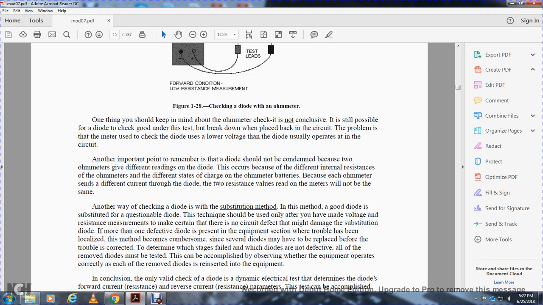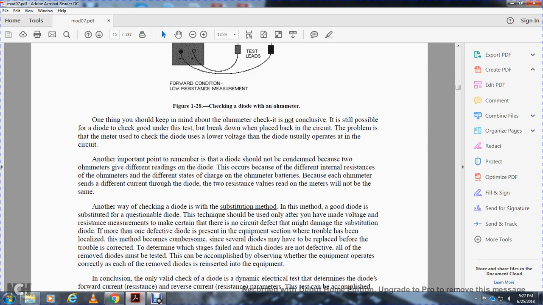One thing you should keep in mind is that the ohmmeter check is not conclusive. It is possible for a diode to check good and then break down when placed back in the circuit. The problem is that the meter checks the diode with a lower voltage than the diode usually operates at in the circuit.